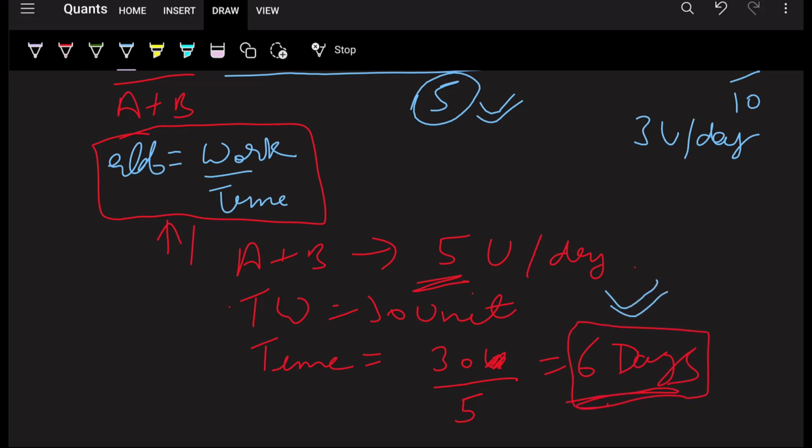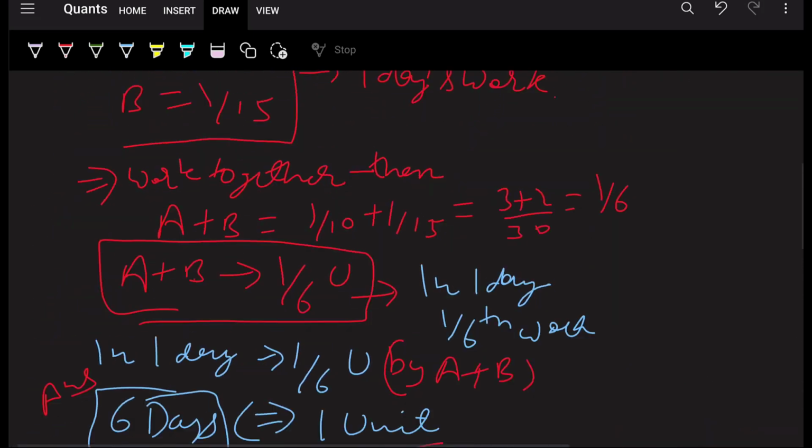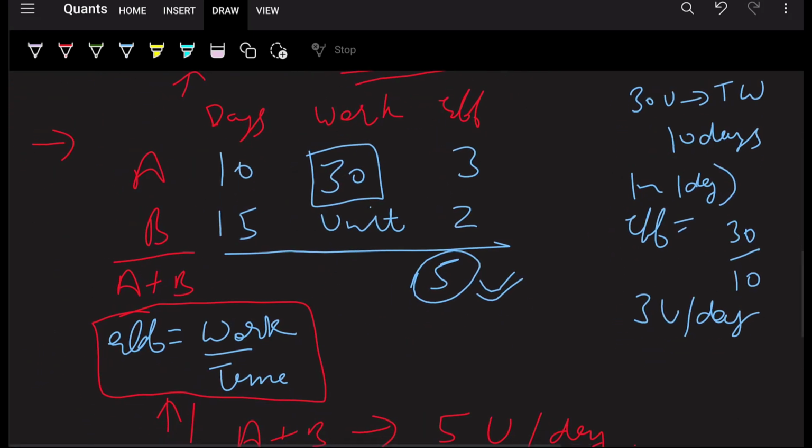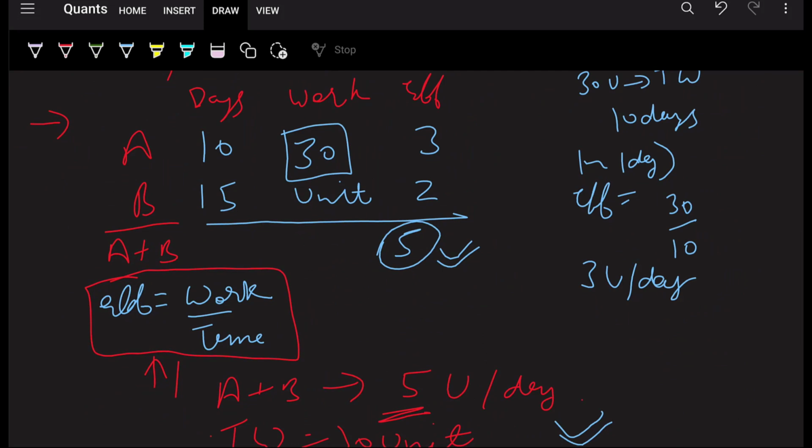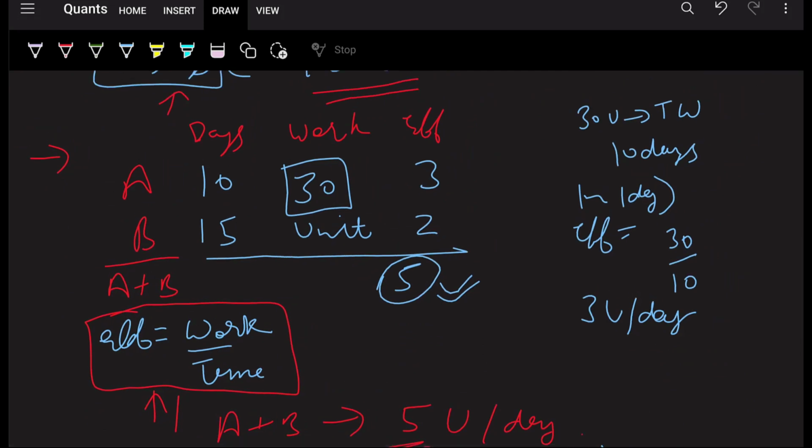Okay, so if we go again, in the second method we created a table of days, work, and efficiency. For A and B, days are 10 and 15, and we have taken the work as the LCM of the days. LCM of 10 and 15 will be 30. So now if the work is 30 units and the days are 10 and 15 for A and B respectively, then the efficiencies will be work upon number of days taken. So the efficiency of A will be 3 and the efficiency of B will be 2. Now the combined efficiency of A and B will be 3 plus 2, which is 5.